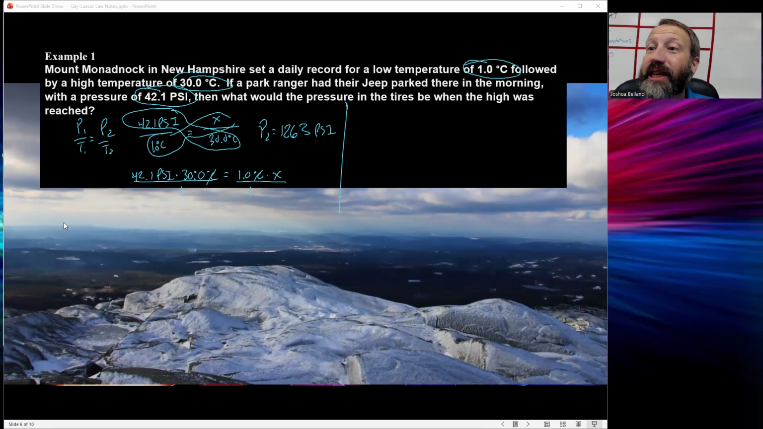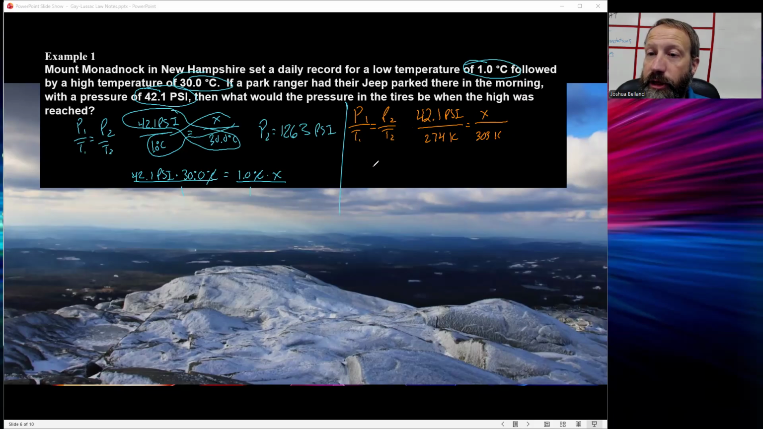Okay, I do not use Celsius. Kelvins are the only proportional temperature that's valid for gases. So P1 over T1 equals P2 over T2. Okay, so 42, again, 42.1 PSI. 1 degree Celsius is 274 kelvins. And then I'm looking for pressure 2. And 30 is 303 kelvins.